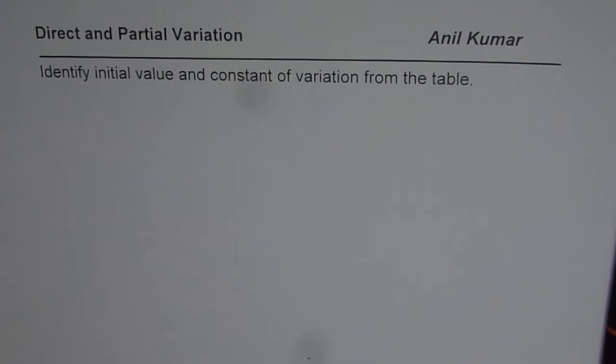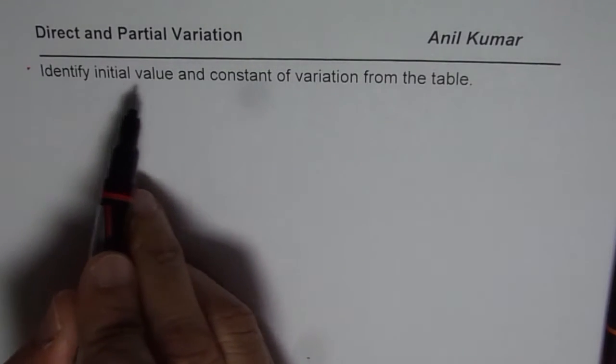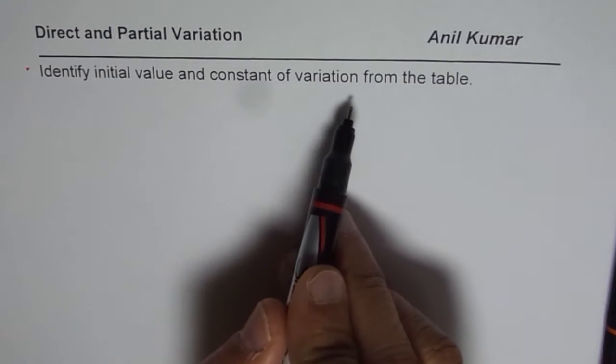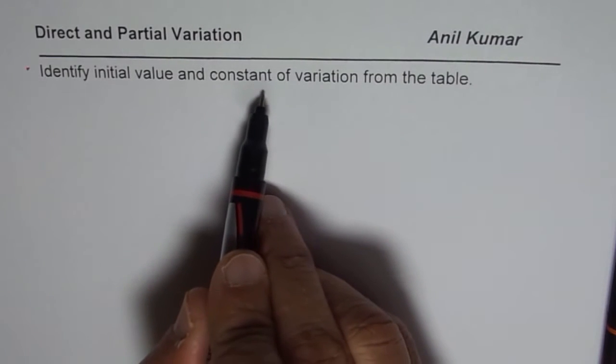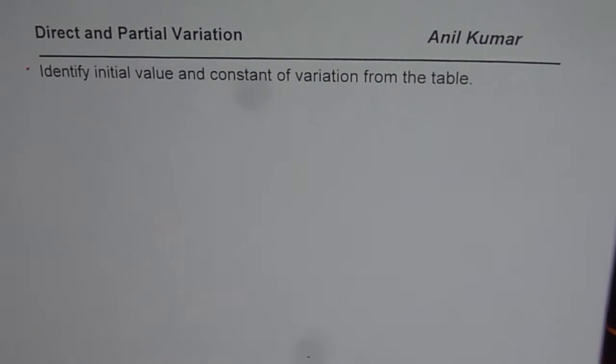I'm Anil Kumar, and in this video, we'll take a few examples and understand direct and partial variation. The question which we are going to solve basically is to identify initial value and constant of variation from the table. So that is the main part which we'll do. We'll also try to figure out whether the values in the table represent direct variation or partial variation, right?